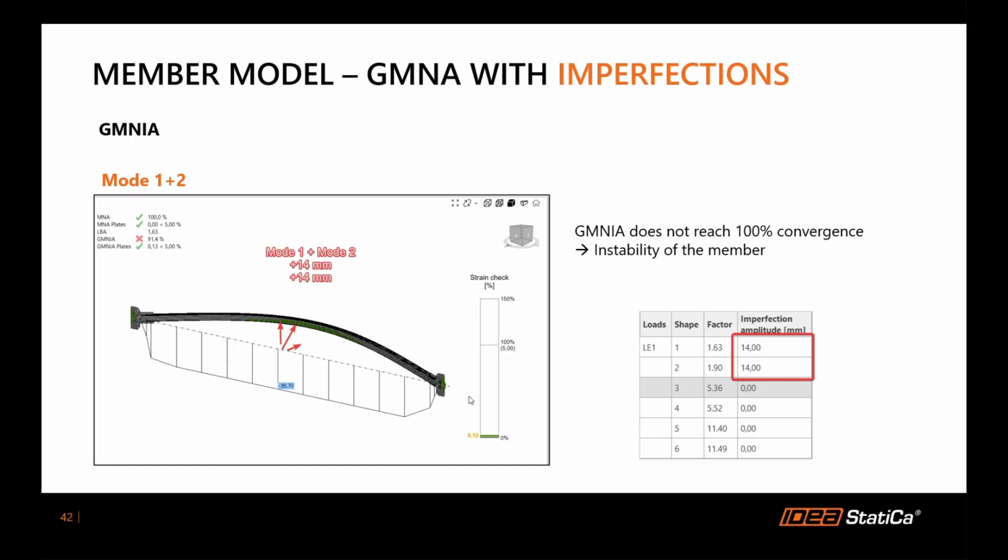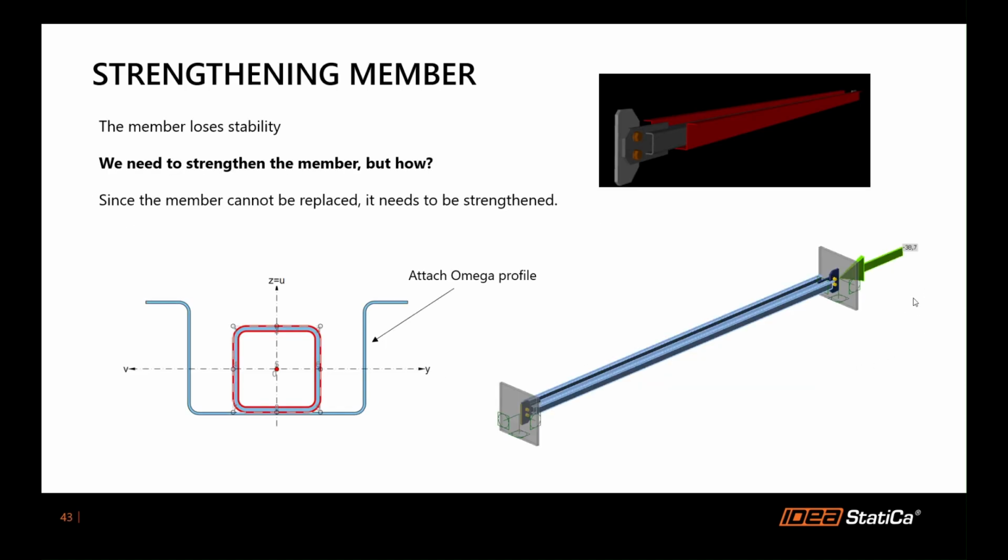Then if we add the loading, so we are adding this normal force here, you will directly see deformations and finally instability problems, because the GMNIA does not reach 100% convergence, so the instability of the member is the problem. So what to do? We have to strengthen the member. However, since the member cannot be replaced, in this example it needs to be strengthened, and what they did is apply an omega profile to it.